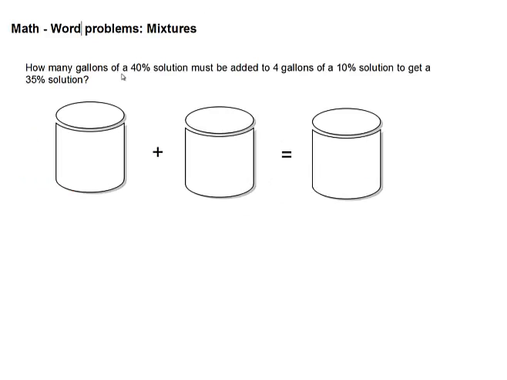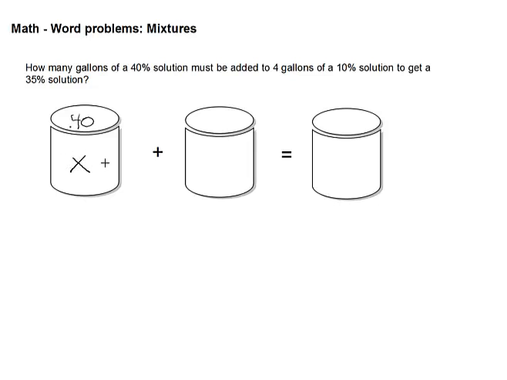In this word problem, it says how many gallons of 40% solution must be added to 4 gallons of 10% solution to get a 35% solution. So we know from the first part, it says how many gallons of 40%. So again, in the top, we would put our 40%, and we want to change it to a decimal, so we're going to make it 0.40. And then down here, because it says how many gallons, we don't know how many gallons, this would be our variable. And in this case, we'll use an X.